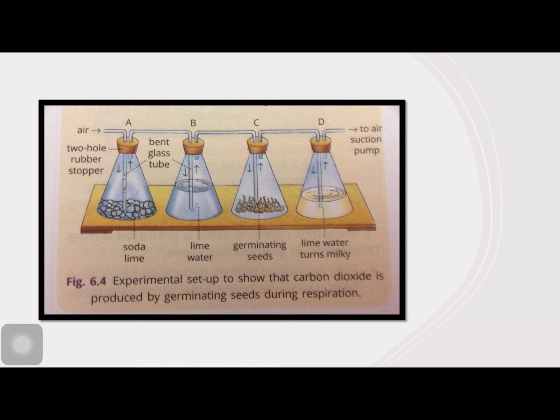Now what we have started doing, we have started drawing air from the delivery tubes in flask A towards flask D. So what do we observe? We will observe that the lime water turns milky in that D conical flask. Why is that happening? In the B conical flask, the lime water doesn't turn milky because there, in the first flask, the soda lime is there, so carbon dioxide is absorbed if any carbon dioxide was present in the air.